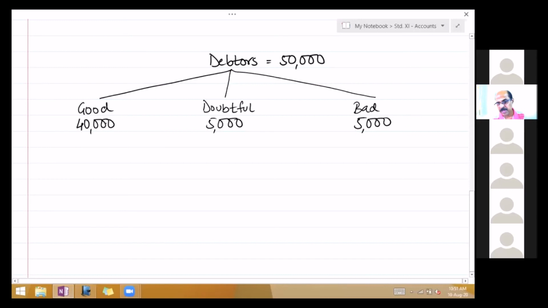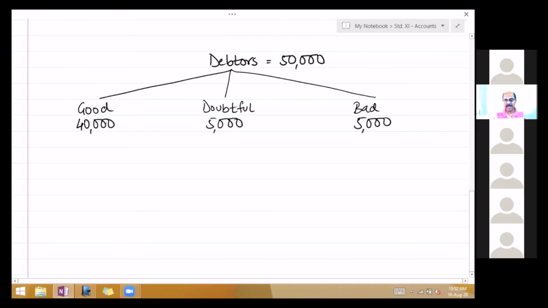These are estimated figures, students, in accounts. Normally when they give you a problem, they'll give you a percentage to find out how much will be bad debts, how much will be the doubtful debts, and finally the leftover is good debts. Good debts are never calculated. From the total debtors, minus bad debts and minus the doubtful debtors, the remaining is good debtors. So debtors are of 3 types. And in discussion, you all learned a new word, bad debts.